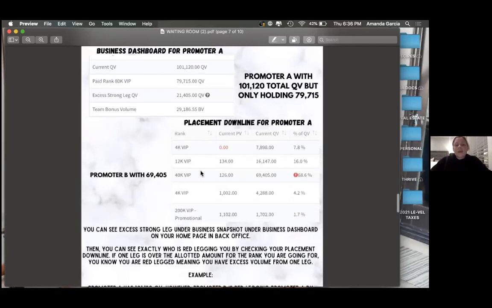So in this specific example, promoter B is holding the 69,000. So obviously this is the red legger here, because for 80K, you can't hold more than 48,000 on one leg. So that's where that 21,000 comes from.